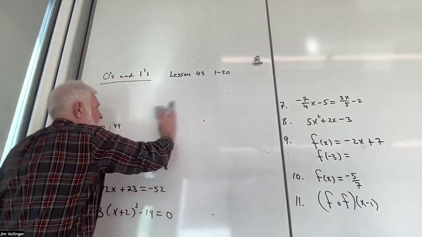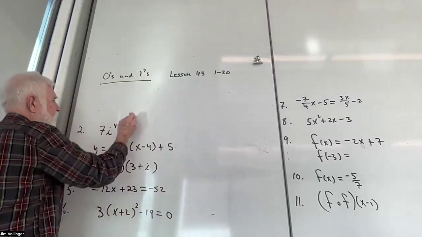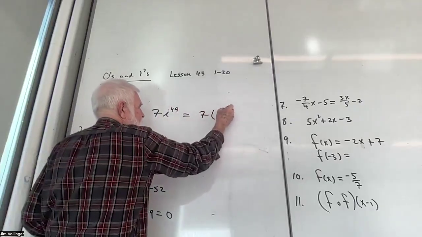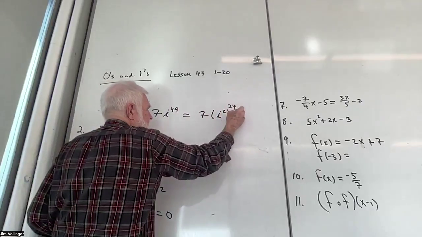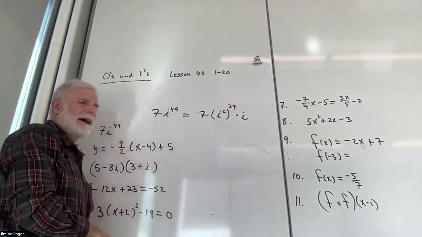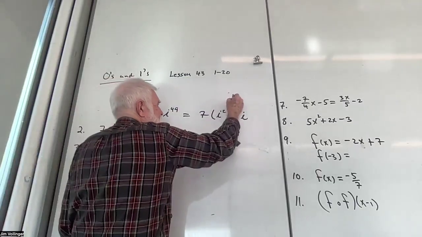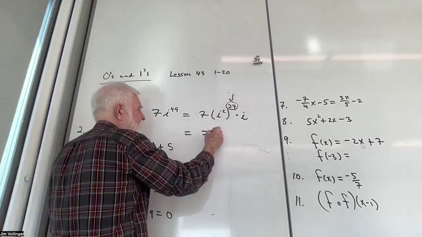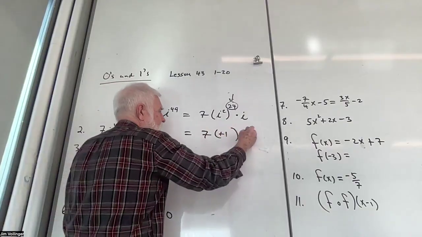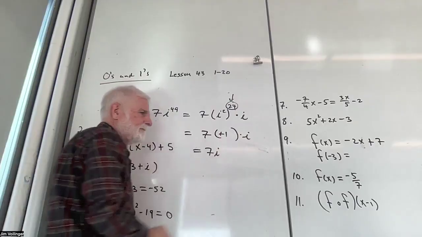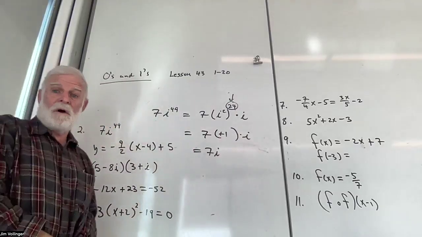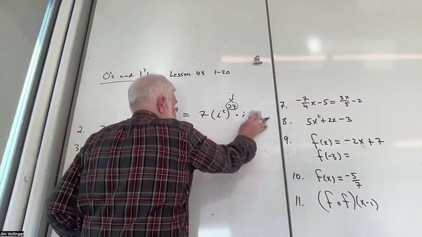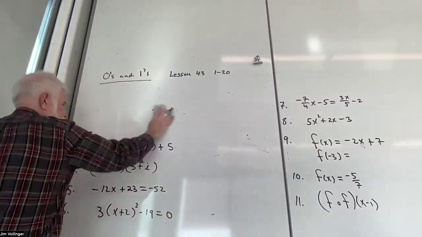So, can't talk about it too much more, but I can write 7i to the 49 as 7 times i squared 24 times i. I'll put a little dot there. That's even. It's this number that matters. That's even. So that means I'm going to get 7 times +1 times i. I've got 7i. And if you already knew that, then you did the problem in 3 seconds or less. All right, so that one's done.